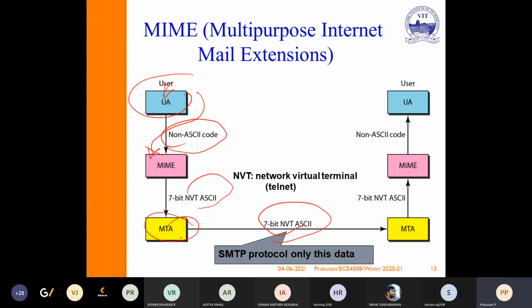Then the mail transfer agent will send all these things through the SMTP protocol. It will reach the receiver side. Again, the inverse process will happen. Now the user agent is able to read the message which was sent from the sender.